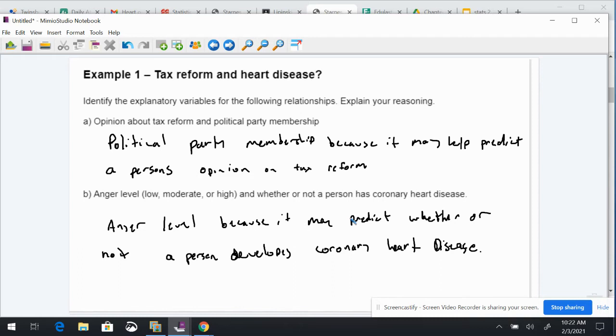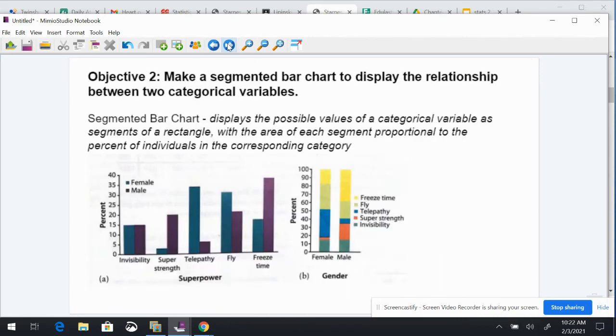So there's going to be a few problems like this. I want to take a look at the next section here, which is making segmented bar charts to display the relationship between two categorical variables. And again, when we're getting into this, we're obviously going to use the Stats app quite a bit, and things like that. So we have already done a side-by-side bar chart.